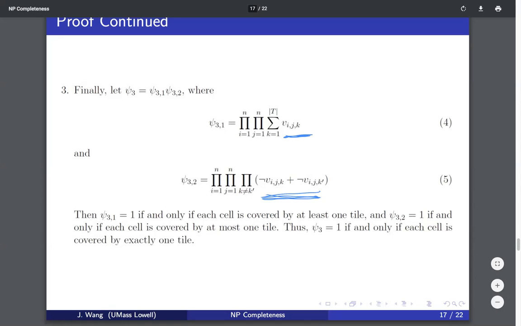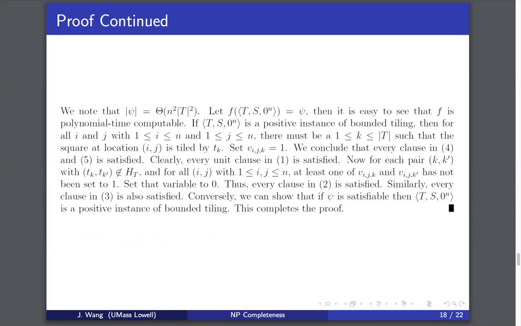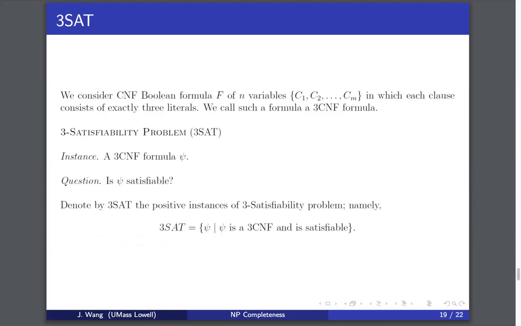So the last one is 3SAT. 3SAT was proven NP-complete by Karp. Of course, Karp later published a paper in which he proved 21 classic problems to be NP-complete. So this was one of them. That's why we cannot just call this one Karp's theorem, because he has so many.